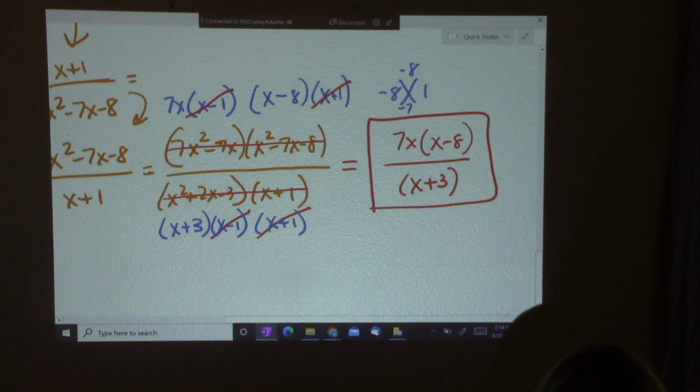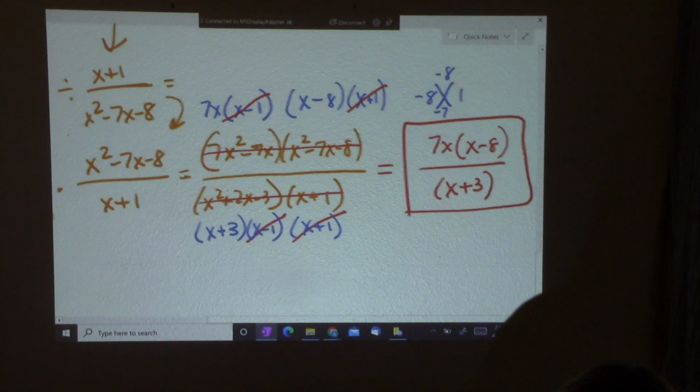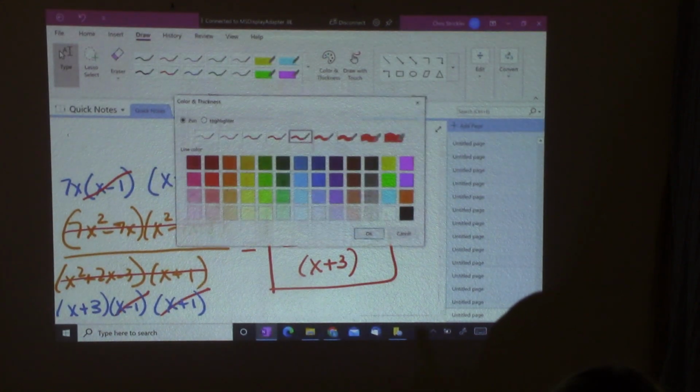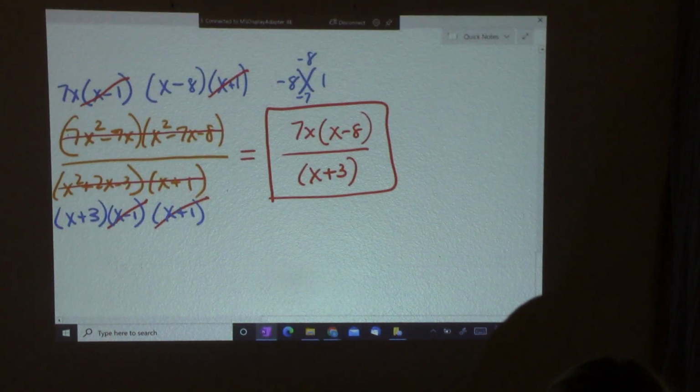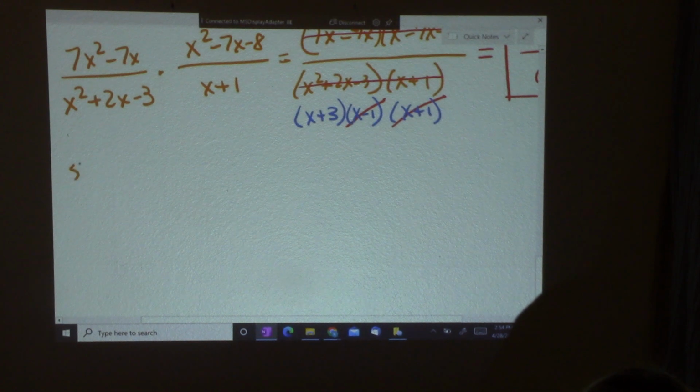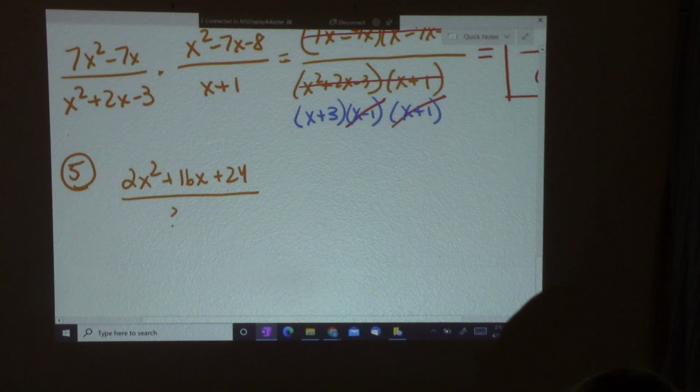So there we go. All right. Now we're going to do one more, and then you'll have some OIOs, and we will be finished. Okay. So let's see. That was number 4. Let's do number 5. 2x squared plus 16x plus 24 over 3x squared divided by x plus 6.